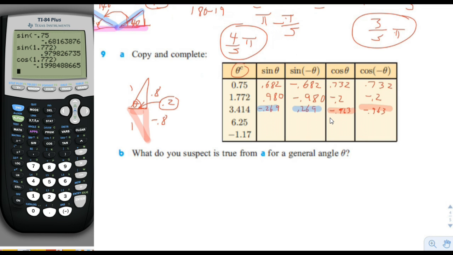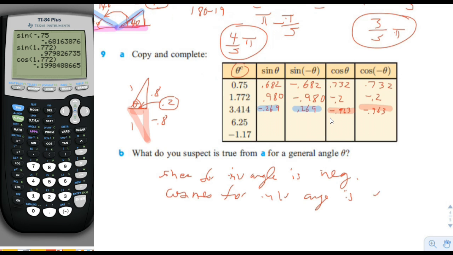So what do you suspect is true from A for the general angle theta? Well, the sine for the negative angle is the negative. And then the cosine for the negative angle is the same. Okay, so that's what we suspect.